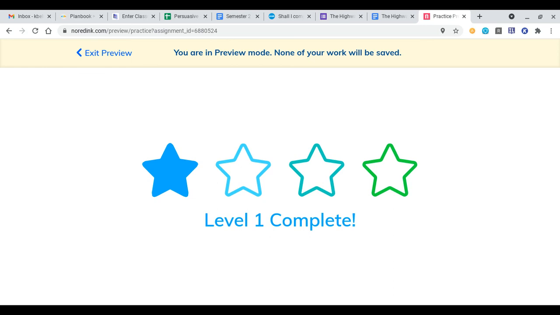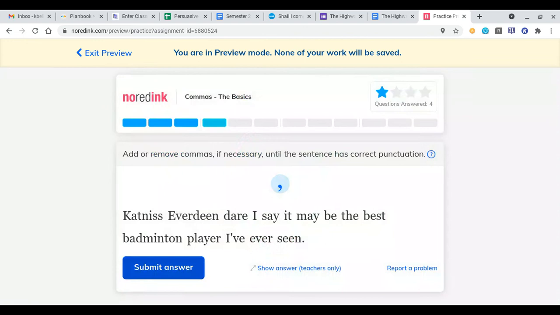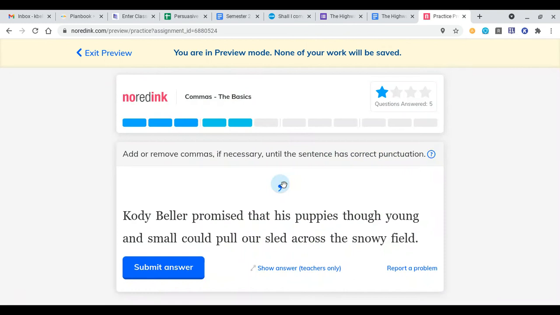Pretty easy stuff. All right, wow, comma, Morning Myrtle can say the alphabet backwards while standing on her head. I'm going to try to fly through this as fast as I can, because the next one's the one I want to talk to you the most on. Katniss Everdeen, dare I say it? You can take dare I say it out of our sentence and it still makes sense, which is what we want. Cody Miller promised that his puppies, though young and small, could pull our sled.